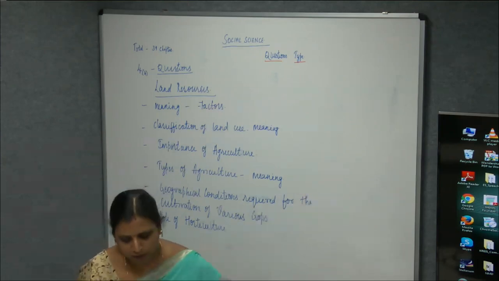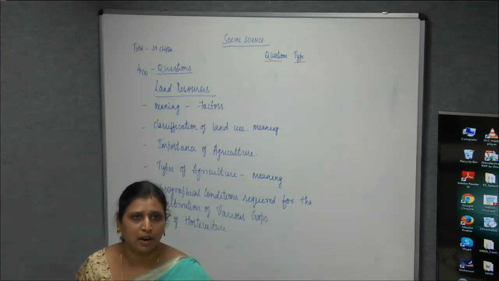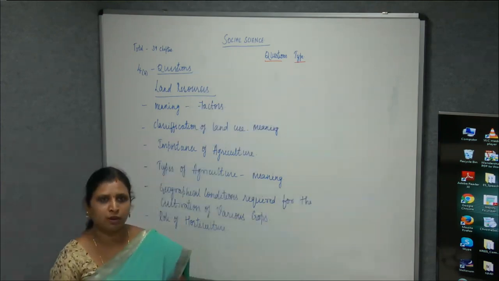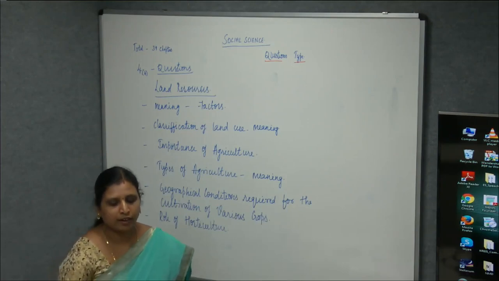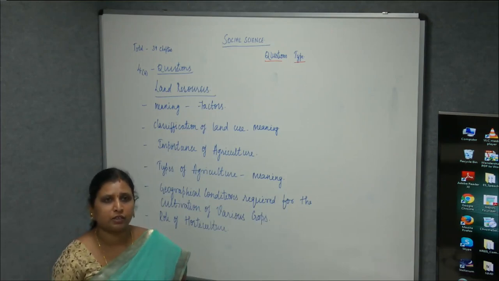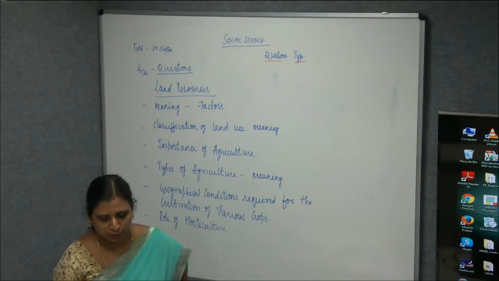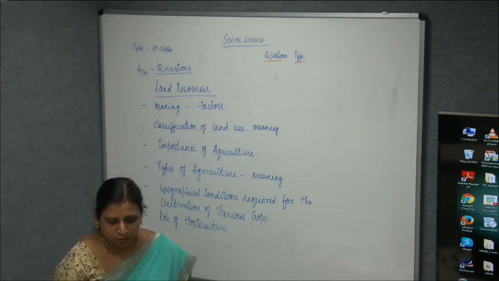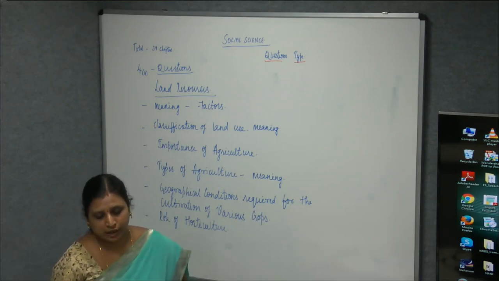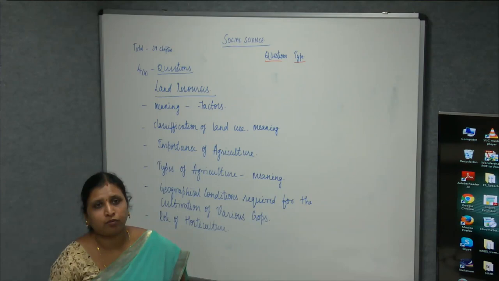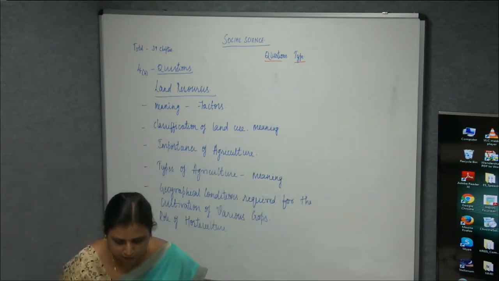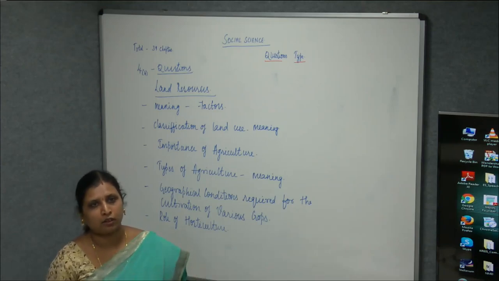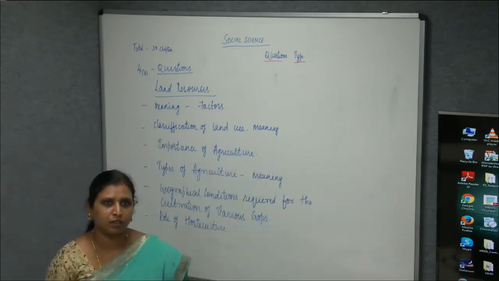So classification of land use, we know that whatever the purpose of the land, you mention it, you will be getting 4 marks. Then explain the importance of agriculture, so you have to write the importance of agriculture. If they ask how has agriculture helped in the development of the secondary and the tertiary sector, then you have to write the importance of agriculture for the secondary and the tertiary sector.